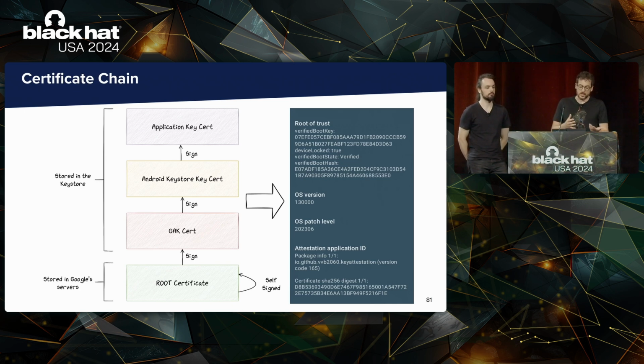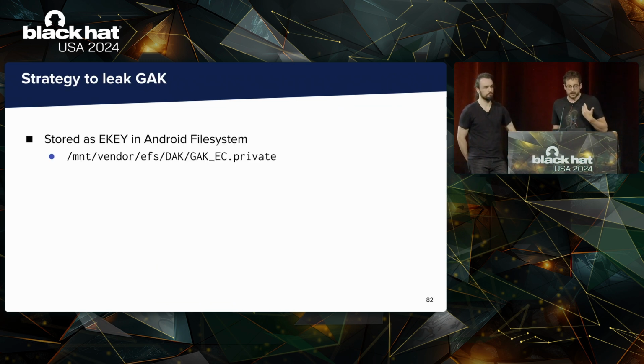And the key that makes most sense for that is the GAK, because it is the same key shared across different devices. So if you leak it once, you can produce valid attestations for many different devices. So we looked into this key, and we discovered that it is stored in the Android file system in the eKey format. So it's basically the standard format for keys that are stored in the key store. And it's the same format as any other keys, and same as the keys that we leaked with the proof of concept that Raphael showed you.